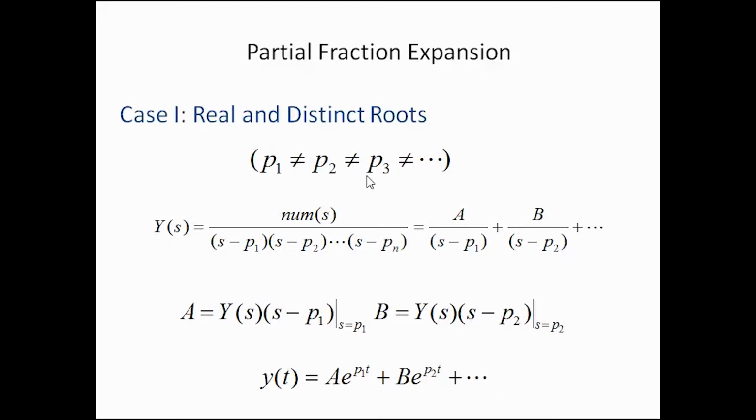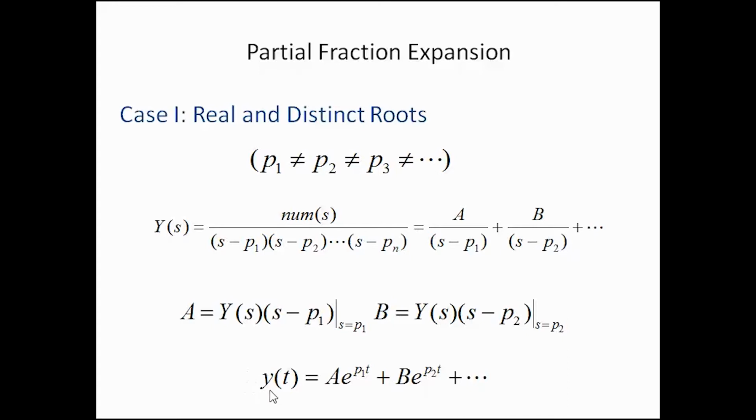We can solve for the coefficients A, B, and C, and so on, using the formula A equal to the value for Y of s multiplied by the denominator of A, as s minus p sub 1, and letting s equal to p sub 1. And similarly, we can solve for the coefficient B by multiplying Y of s by the denominator of B equal to s minus p sub 2 and letting s equal to p sub 2.